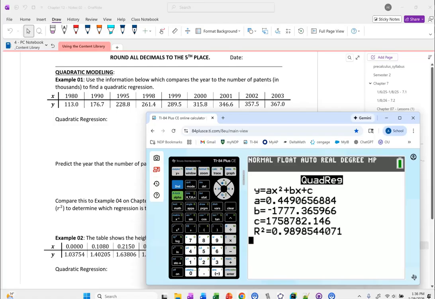So, what would you write down for your answer to the regression equation? Wouldn't it be R2? Oh wait, I don't have R2. It would be R squared. We got Y1. Look at it.